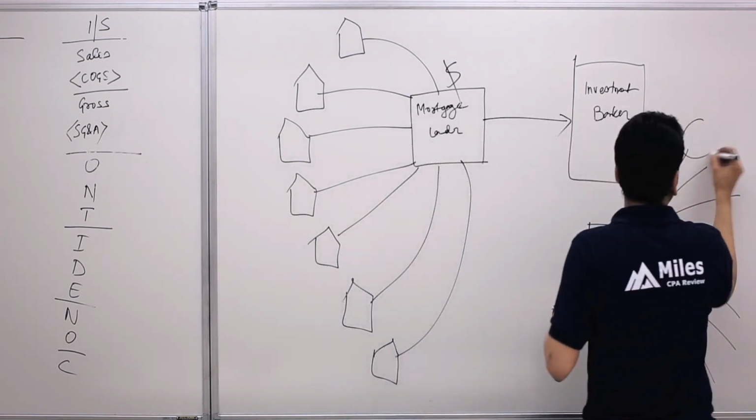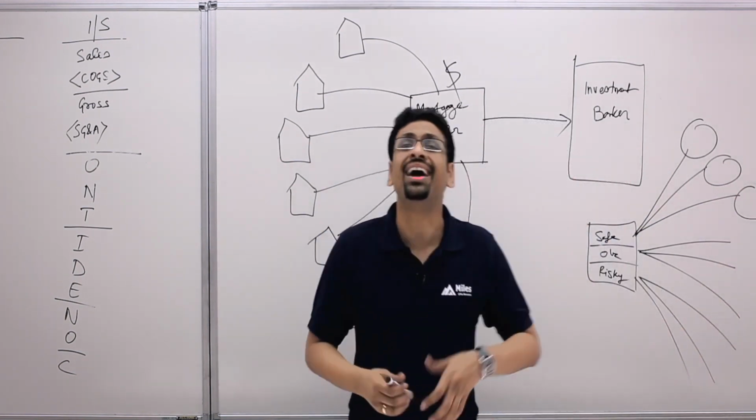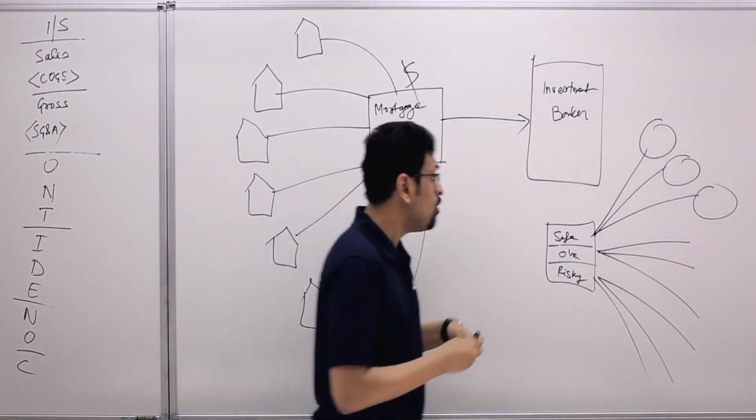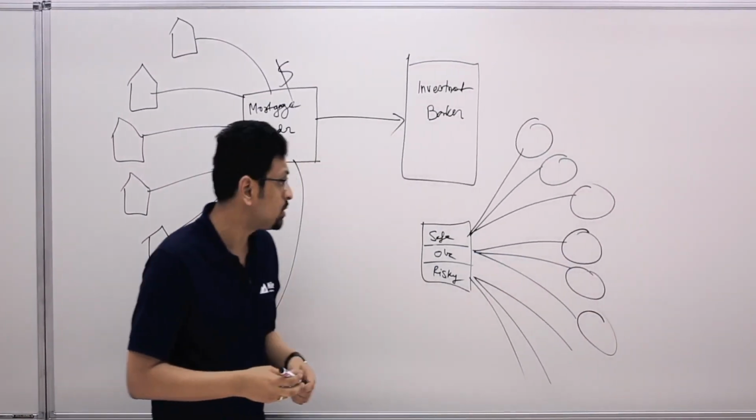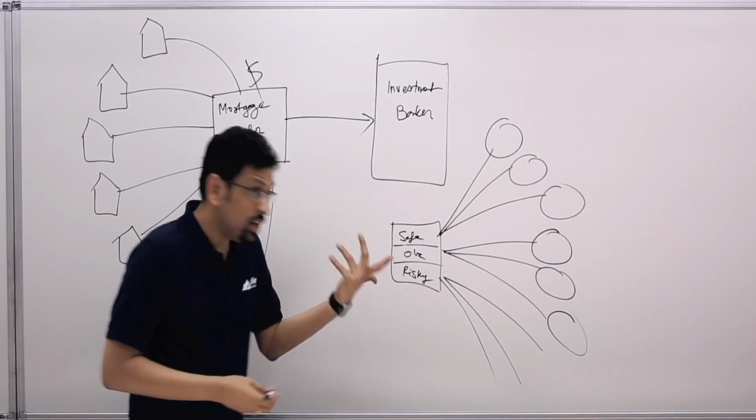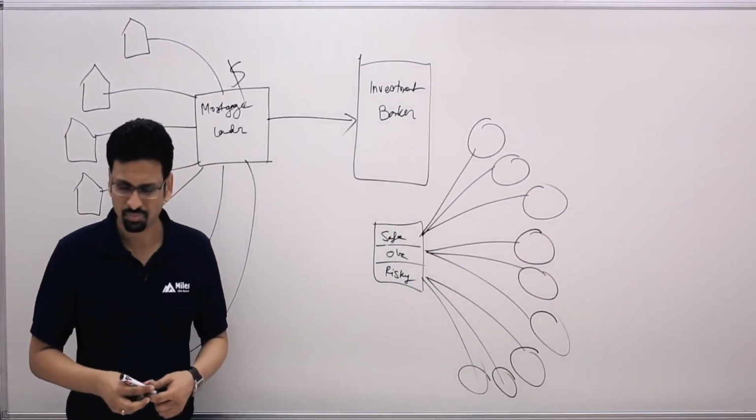Naturally, for the safe securities, you would have investors like pension funds, conservative investors. For okay, you would have other banks, financial institutions. For risky securities, again, you have hedge funds who are ready to take more risk.